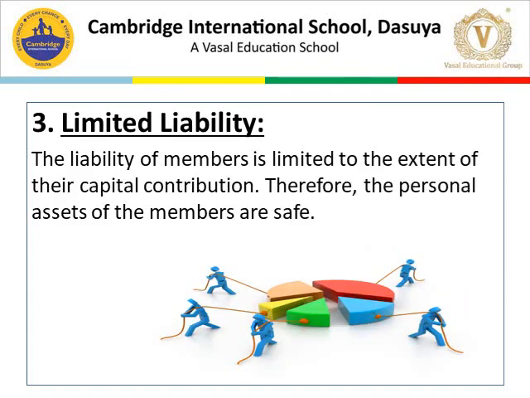Number three, liability of the members is limited. In a cooperative society, the liability of members is limited to the extent of their capital contribution. Therefore, the personal assets of the members are safe. We have already discussed this point in the features also. Every member has to invest or contribute some amount of capital in the business. Whatever amount they have invested in the cooperative society, the liability of that member is limited up to that amount. Let's take an example.